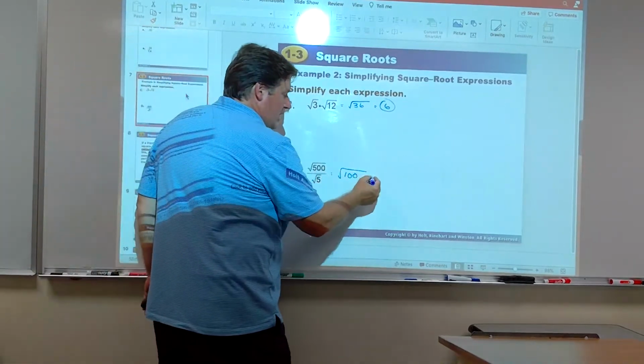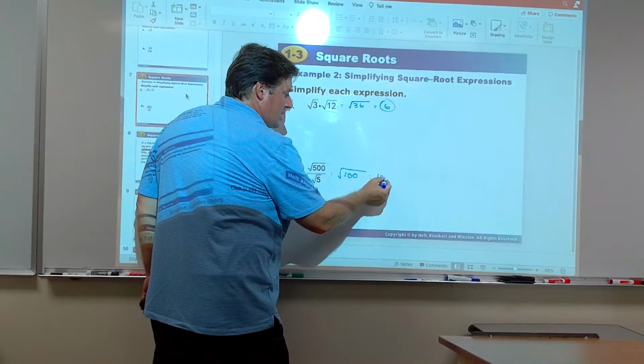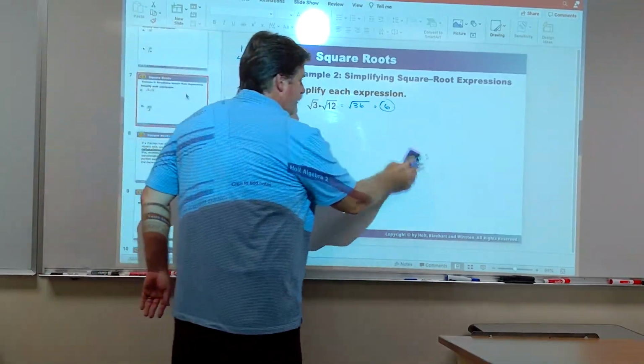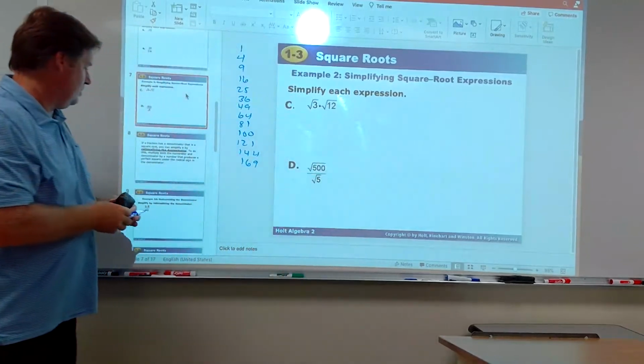All right, so when you do take the square root of 100, you do get 10. 10 is what you get there. So it simplifies nicely in radical form. Okay, well, as we get going here.